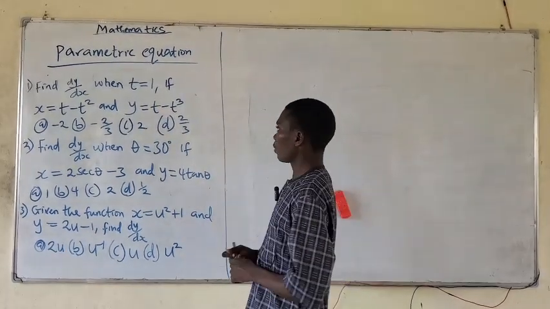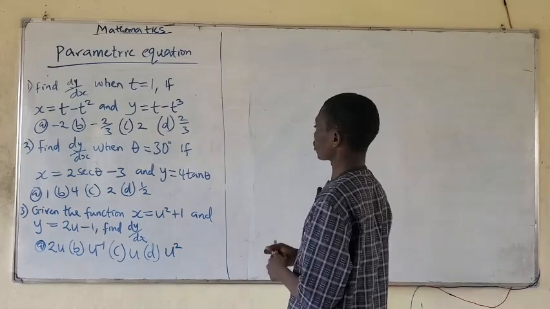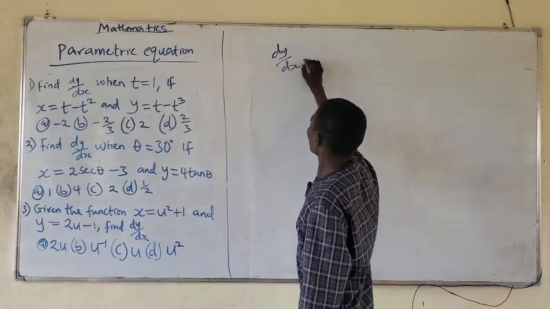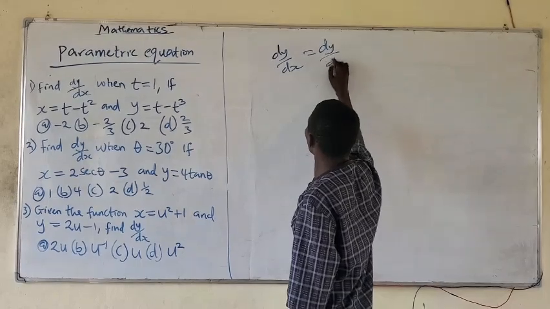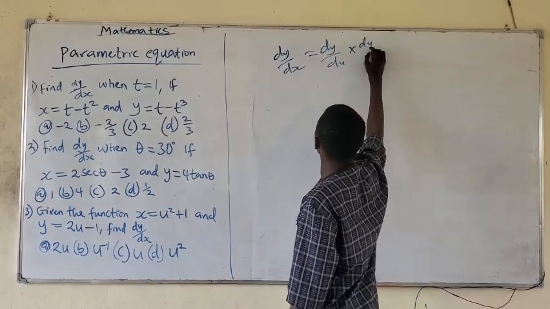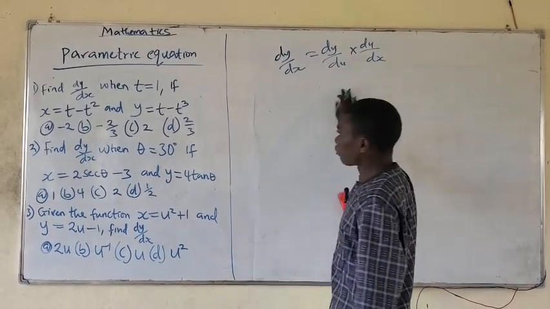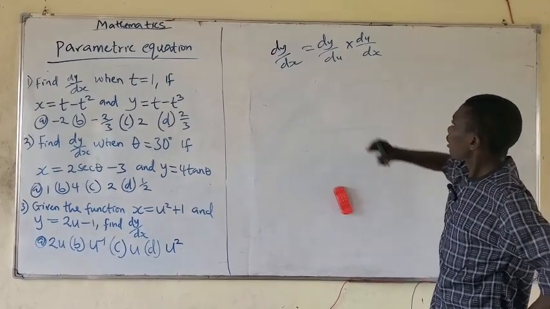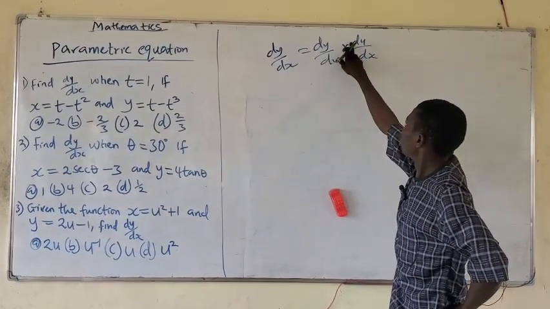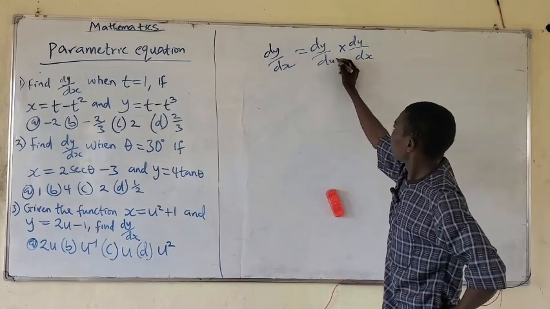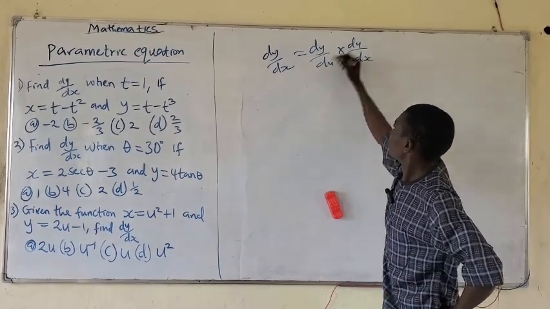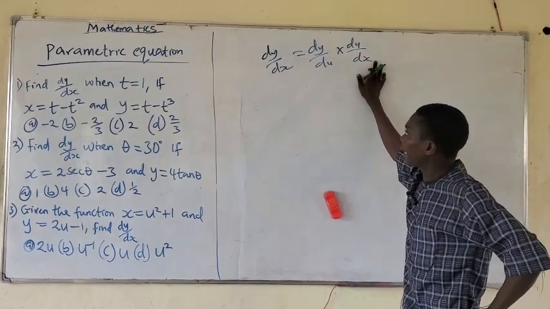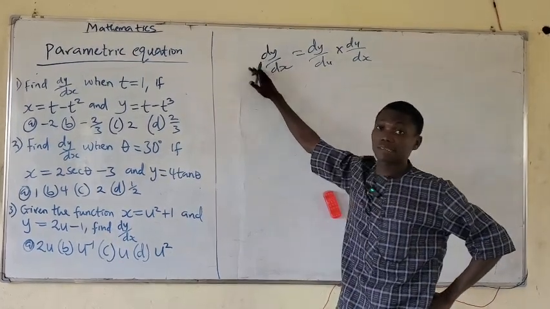So for question number 1, but before I write it, let me write out the chain rule formula. The chain rule formula says that dy/dx equals dy/du times du/dx. Now, there's something I want you to take note of in this formula. Using this du to cancel this du, what are we left with? We are left with dy over dx, which will be exactly the same thing as this.